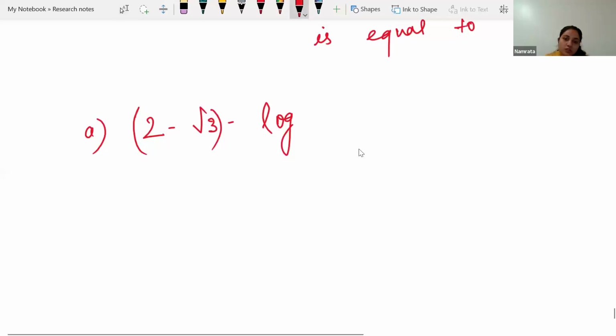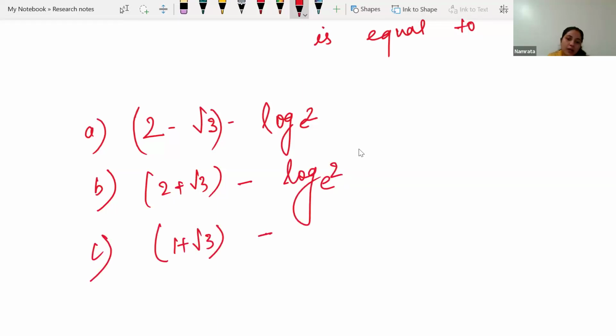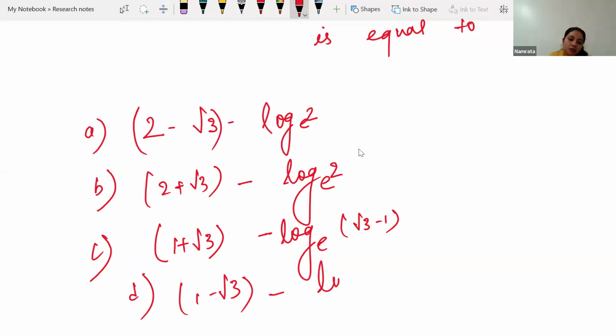Let's continue. So this is what we are having as option A. Option B is 2 plus root 3 minus log 2 base e, C is 1 plus root 3 minus log base e root 3 minus 1, and D is 1 minus root 3 minus log root 3 minus 1 base e. Okay, this is what we are having.